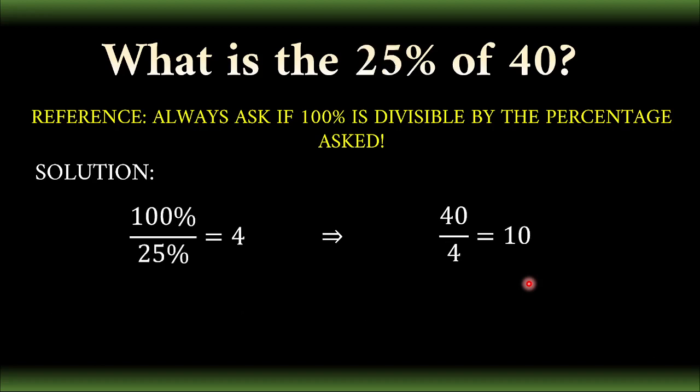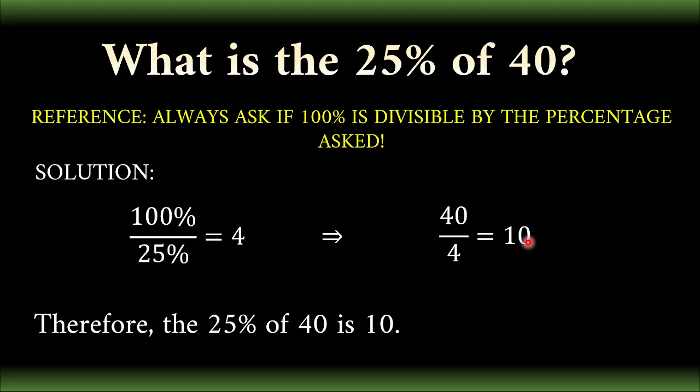Now let's consider this problem. What is the 25% of 40? Again, ask yourself, can we divide 25% from 100%? The answer is yes. So we have 100% divided by 25% equals 4. And this quotient, which is 4, will now be the divisor of our principal number, which is 40. So you have 40 divided by 4 is equal to 10. Therefore, the 25% of 40 is 10.